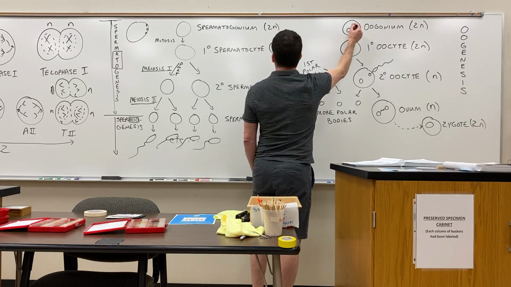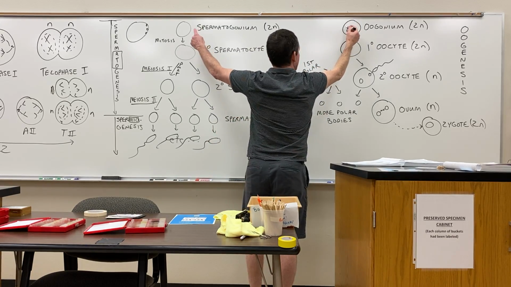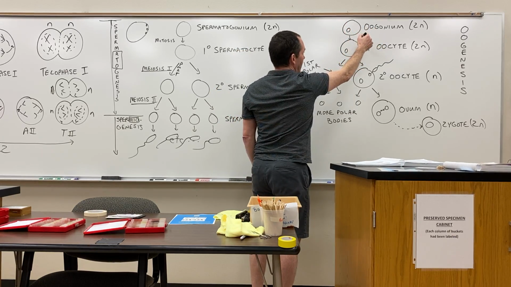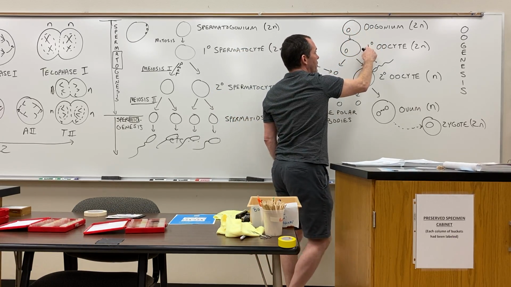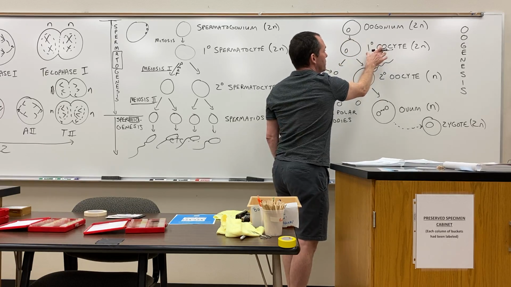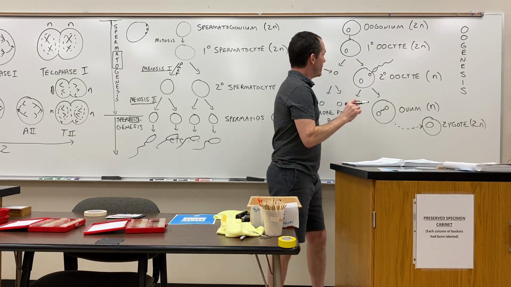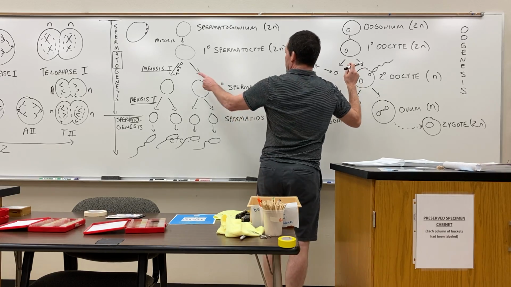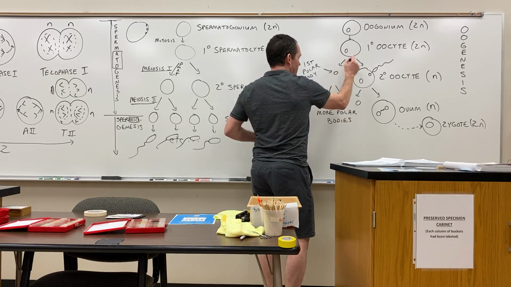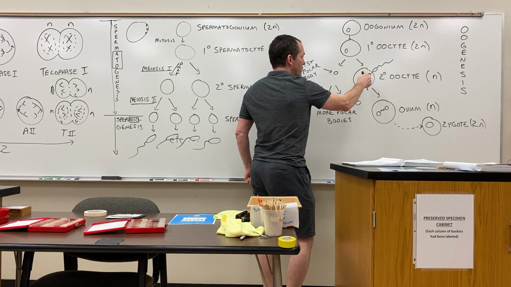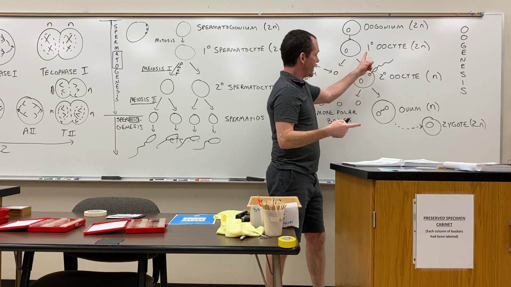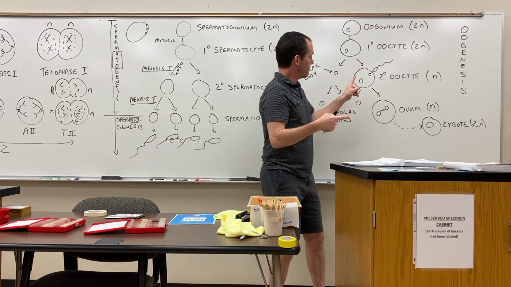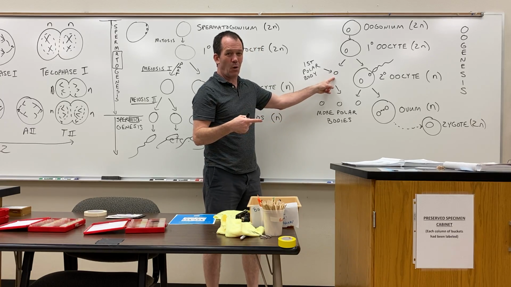We still have oogonium. You can see the comparative cells over here. The oogonia divide mitotically again, into primary oocytes. These primary oocytes undergo meiosis I. I'm not going to draw it in again. This is meiosis I right in here. Meiosis I is that reduction division, so we're going to get two cells: a secondary oocyte and a little reject called a polar body.